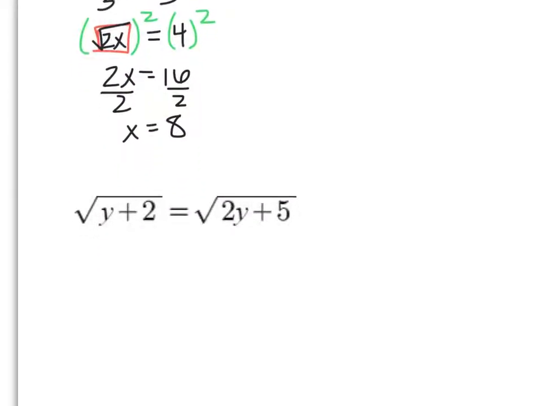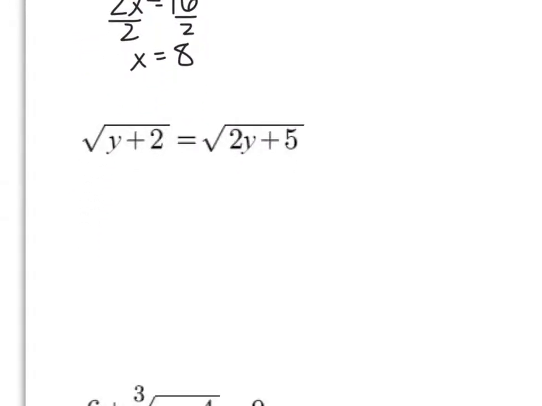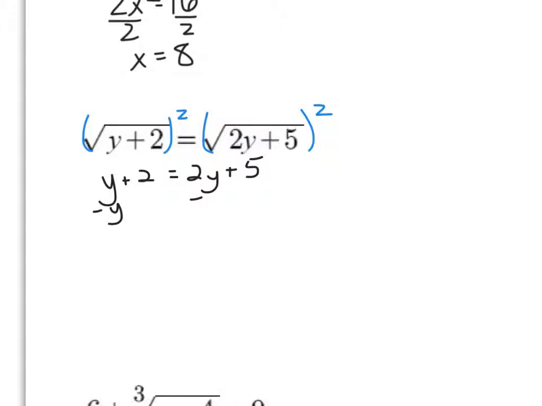What is different with the problem below it? On the problem below it, we have a square root on both sides. So once you have a square root on both sides, guess what we're just going to do? Square, square. So we get y plus 2 equals 2y plus 5. And then we're going to minus y. Always move your variables first. That's Miss Vance's life suggestion. So y equals negative 3.